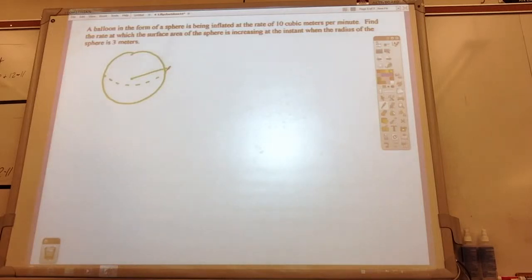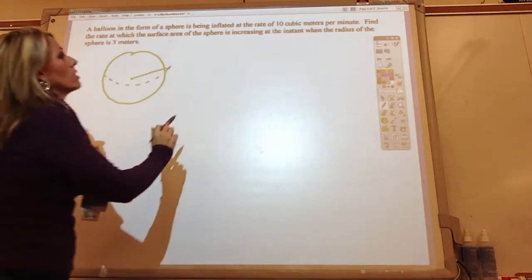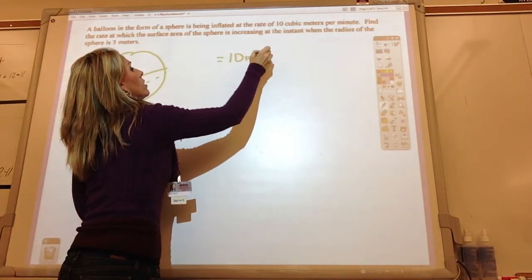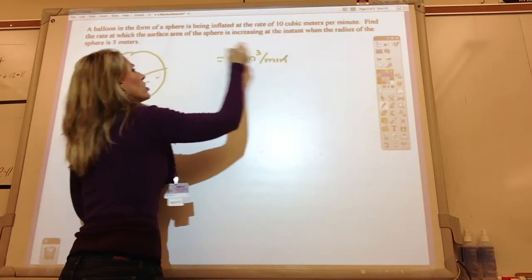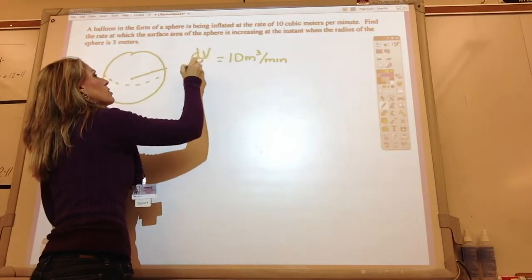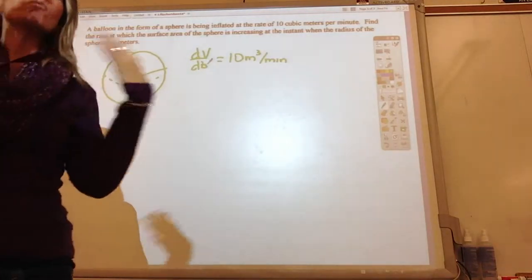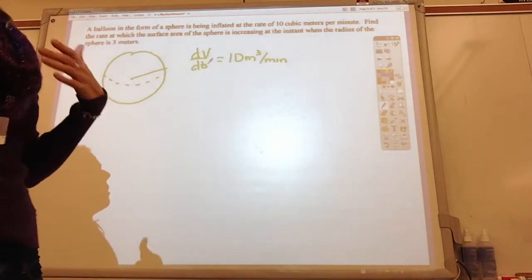So how should we write that? That means dV dt, V for volume, per minute. Right. Yes, it's d something dt because it's a rate. And what is the something? Because it was cubic meters, it's volume.